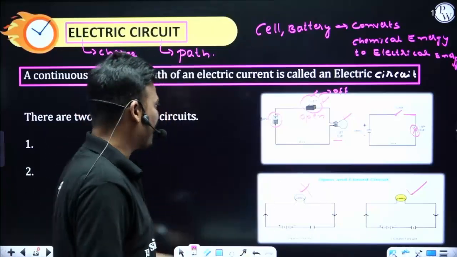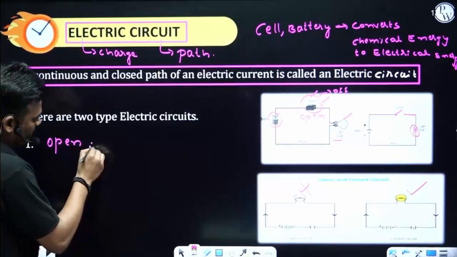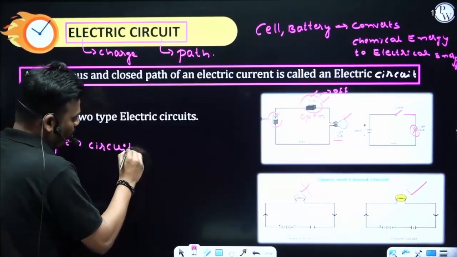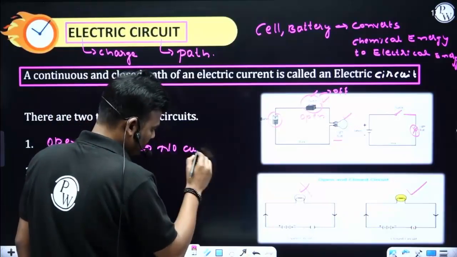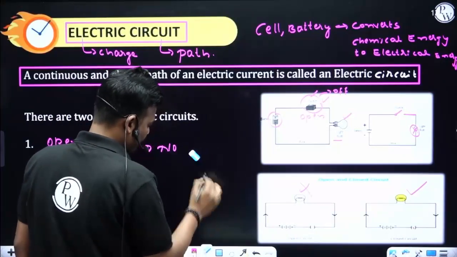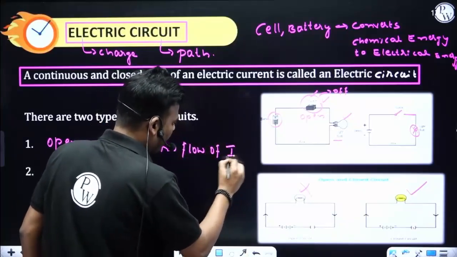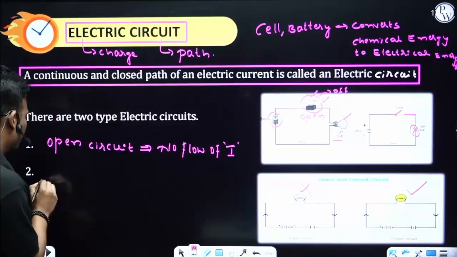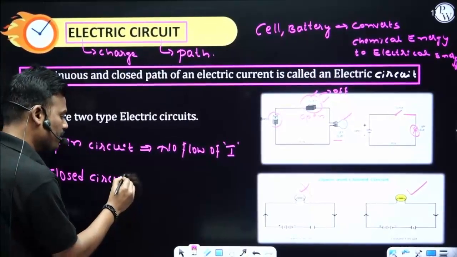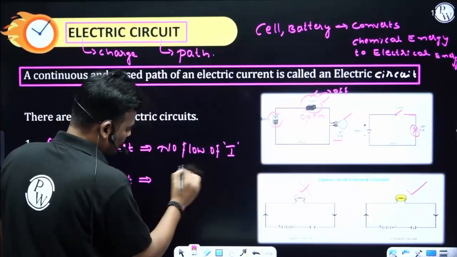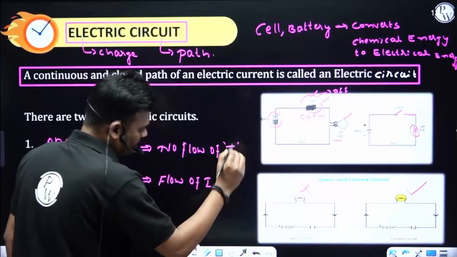So directly we can say that there are two types of electric circuit. That is open circuit. In an open circuit, what happens to the current? No current, no flow of current. I'll write: no flow of I. And closed circuit. In a closed circuit, there is a flow of current.